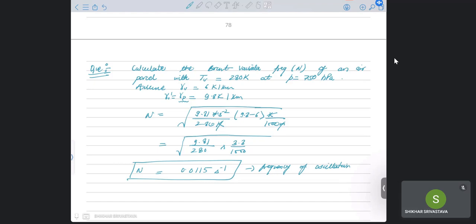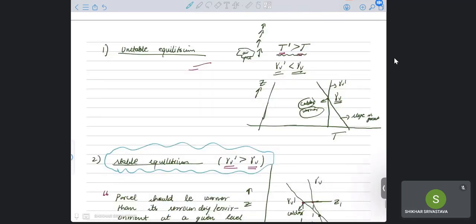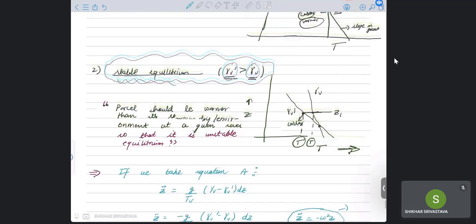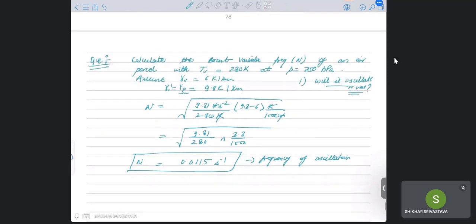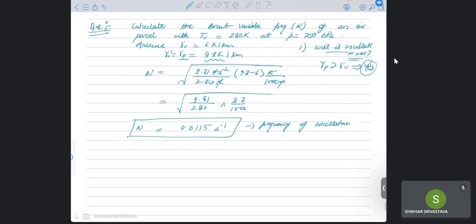Before this, one question can be asked: will the air parcel oscillate or not? For oscillation, you need to have stable equilibrium, that is, your gamma v prime should be greater than or equal to gamma v. And gamma v prime here is 9.8, which is greater than gamma v. That means yes, the air parcel will oscillate about its mean position because it has stable equilibrium. And the frequency is 0.0115 second inverse.